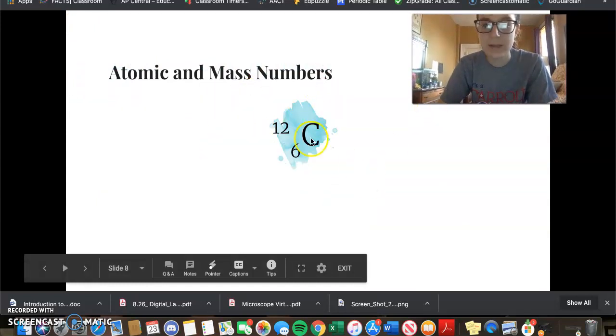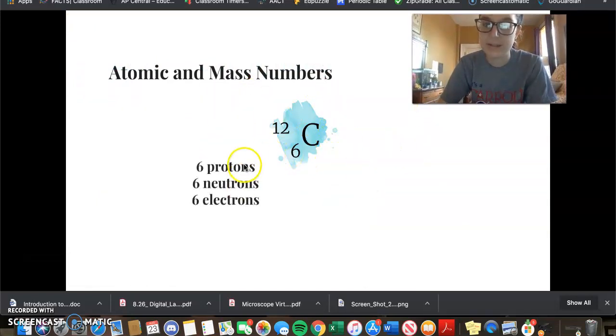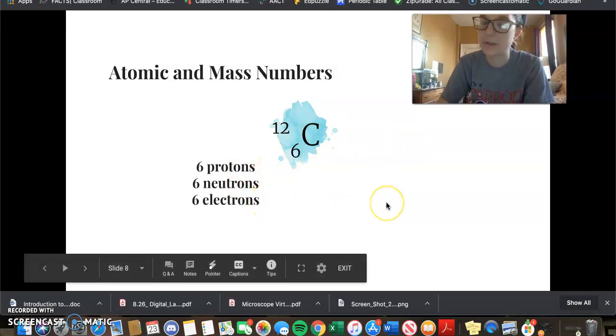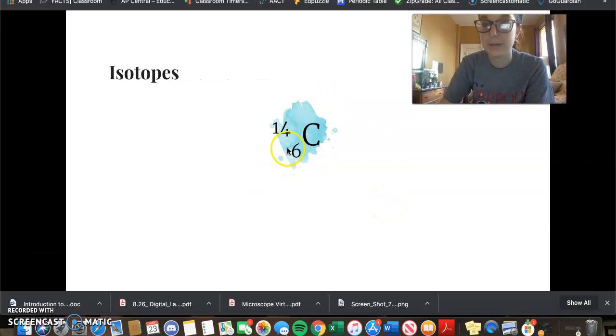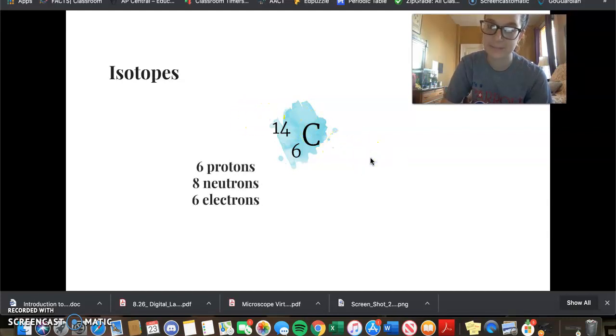So here again, we have carbon-12, which had 6 protons, 6 neutrons, and 6 electrons. If we have an isotope, carbon-14, you'll notice the number of protons is the same because it's still carbon. The number of electrons is the same because it's still a neutral atom. The only thing that changes is the number of neutrons. Go ahead, take a second and pause, do the math to find the number of neutrons. When you do that, you should find that there are 8 neutrons. 14 minus 6 equals 8.